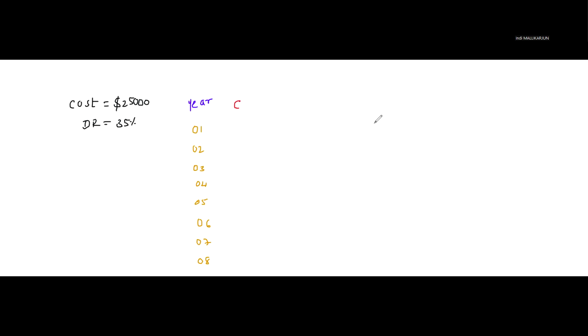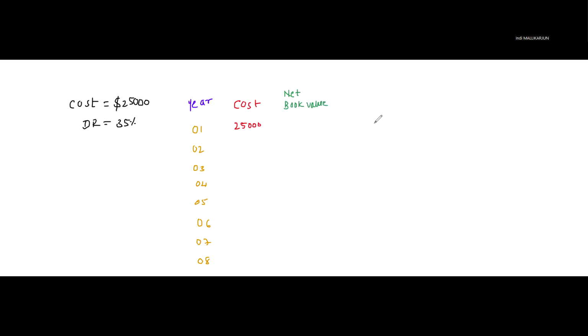Cost was $25,000, right? So next, first what you have to do? First you have to calculate net book value, right? First we have to calculate net book value. What is the meaning of net book value?